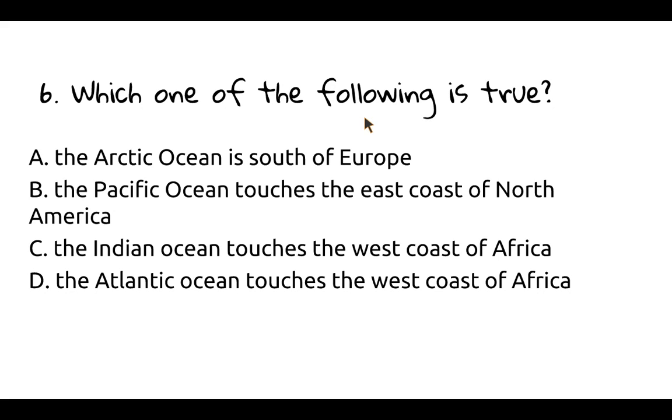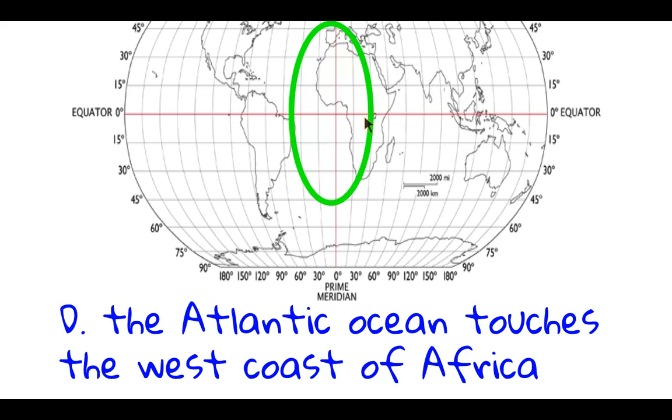If you're hearing this, that means that you figured out this question. Let's check your answer. The answer is D, the Atlantic Ocean touches the west coast of Africa. This is the west coast of Africa. It's easy to know that if you drew your compass rose. This is on the western side of Africa, and this ocean is the Atlantic Ocean. Good job. Let's go on to the next one.